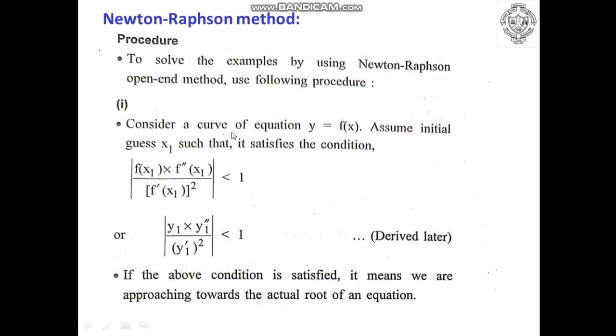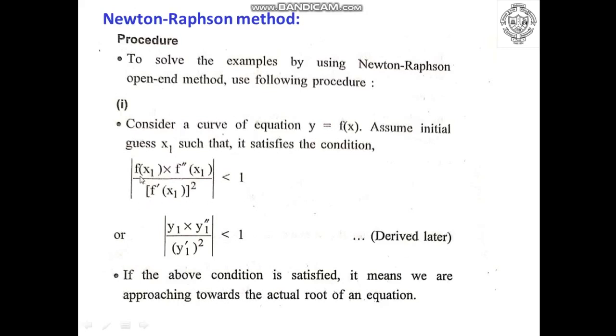The first step is to consider a curve of equation y is equal to f of x by assuming an initial guess, which is x1, such that it should satisfy the condition. As I already said in the previous slides, how to select or assume the value of the initial guess x1 must be verified with this particular condition. So assume the initial guess x1 such that it satisfies this condition.